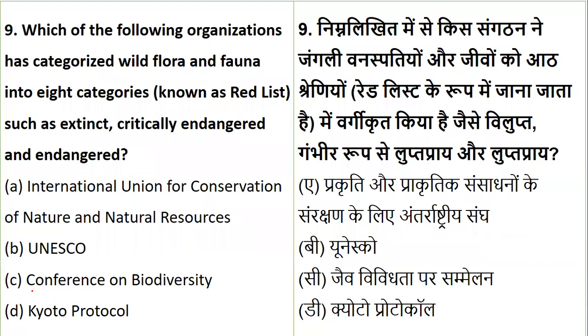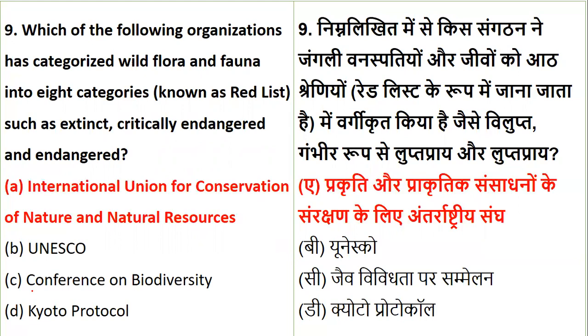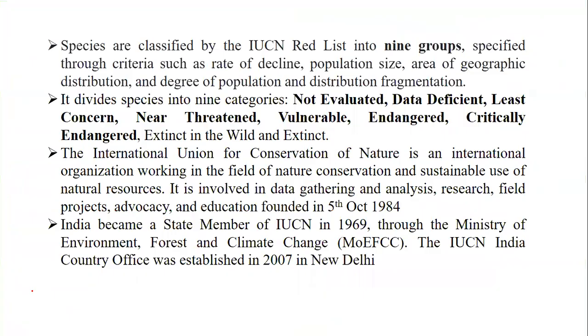So whether it is International Union for Conservation, UNESCO, Conference on Biodiversity, or Quito Protocol, which of them is the one that resulted in the categories of wild flora and fauna? The one which has resulted in the categories is the International Union for Conservation of Nature and Natural Resources. Basically, let's have a little bit of detail about it.